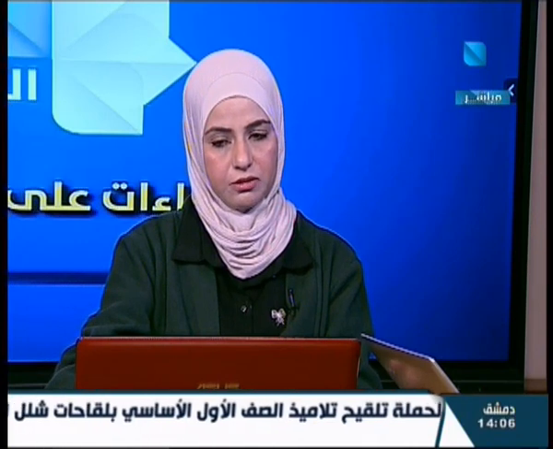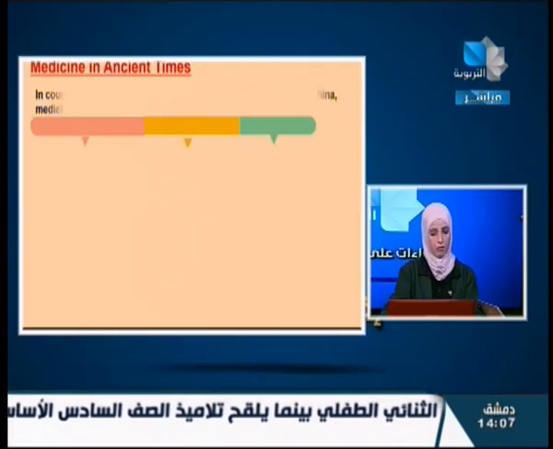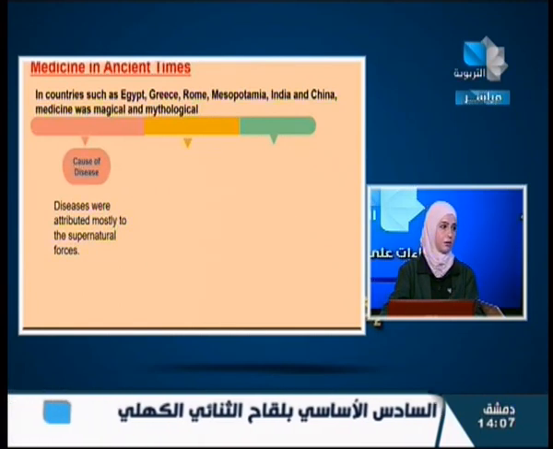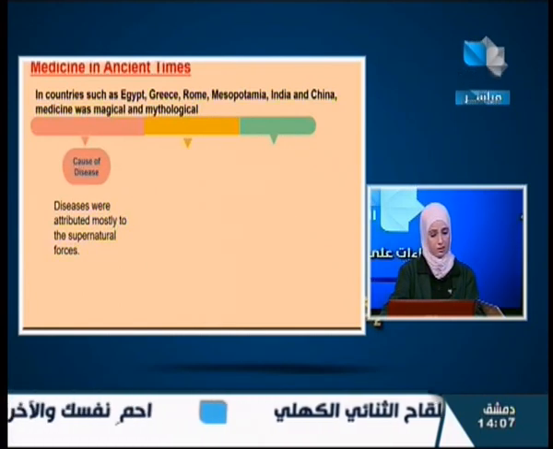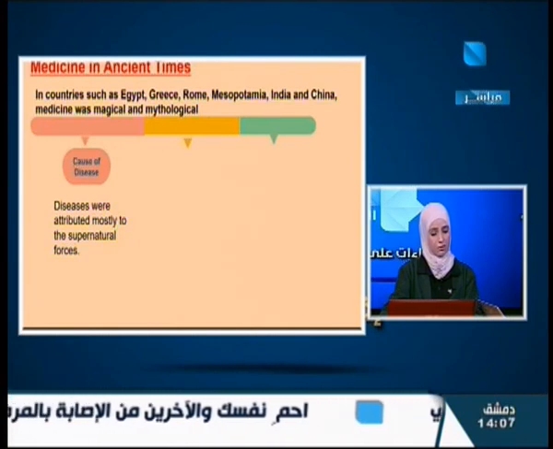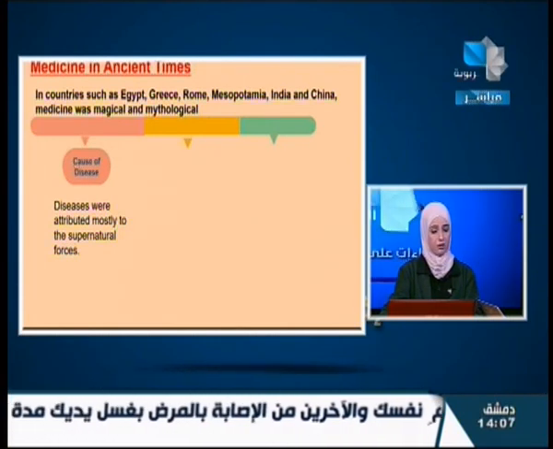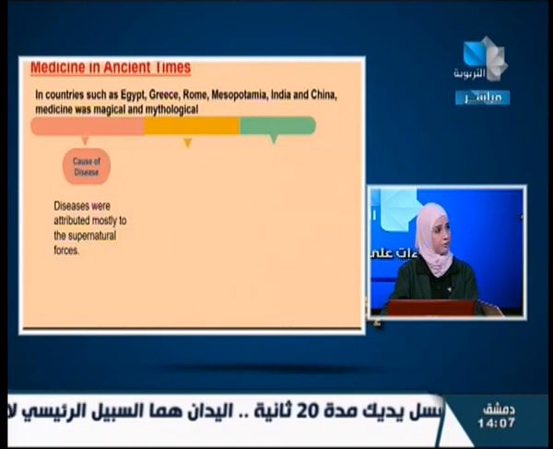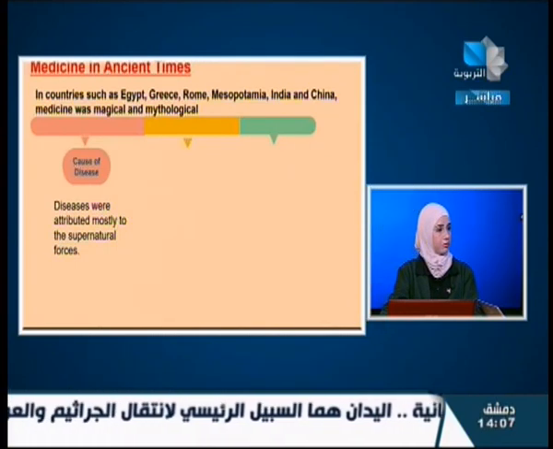Yes, please. In ancient times, in countries such as Egypt, Greece, Rome, Mesopotamia, India and China, medicine was magical and mythological. When we say mythological, it means connected with ancient myths or stories. Let's talk about some characteristics related to this period in detail. The cause of the disease. Diseases were attributed mostly to supernatural forces that are beyond the natural world and cannot be explained by scientific means. So when we say diseases were attributed to supernatural forces, it means they were caused by them.